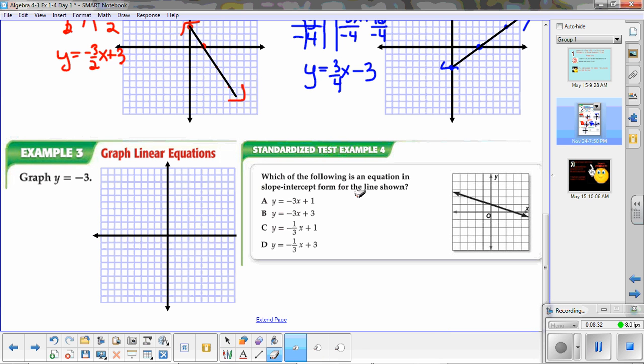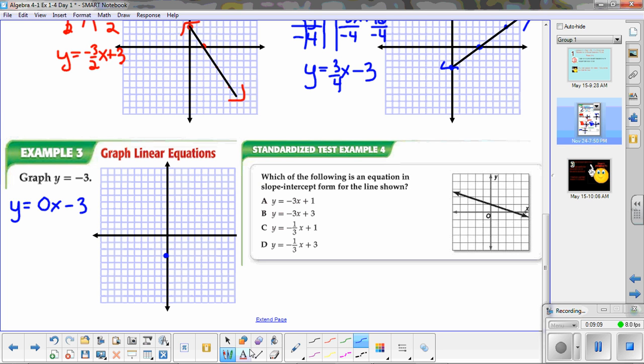All right, example 3. We've had ones like this before where it's just y equals, and we talked about what that looks like. We did it by making a table earlier. This time let's do it by thinking about this in slope-intercept form. Y equals negative 3 is really y equals 0x minus 3. And if it were this, our y-intercept is negative 3. So we go down 3 on the y-axis, and then the slope is 0.